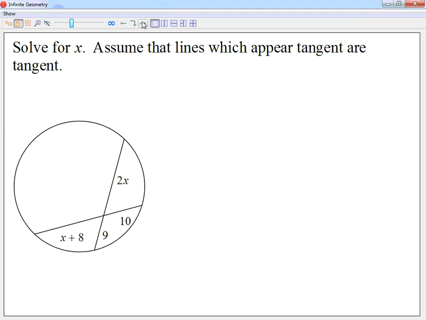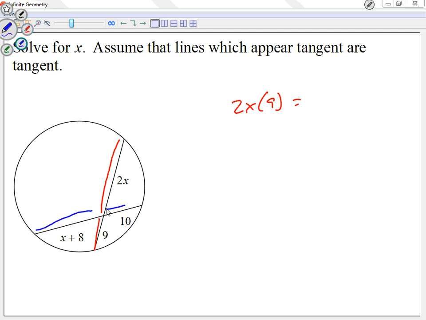Now looking at another example. Now here, the difference between this example and the previous example is that I have x's on two sides. So one of my chords, I can see it's made by the numbers 2x and 9. So I'm going to multiply those two, 2x times 9. The other chord is made by the numbers x plus 8 and 10, so I'm going to have 10 and x plus 8 because I'm going to multiply those two.